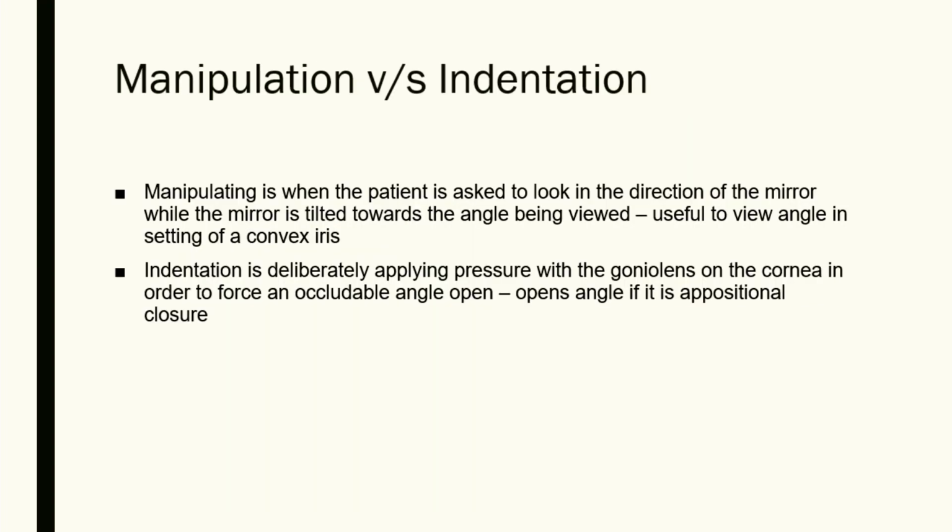How is it different from manipulation? Manipulation is just when you tilt the lens in the direction of the angle you want to observe. This is useful if you have a convex iris configuration and you want to have an over-the-hill view. Indentation, on the other hand, as we've discussed, is deliberately applying pressure on a closed angle to force it open. And if on indentation a closed angle is opening, that means it is appositional closure.